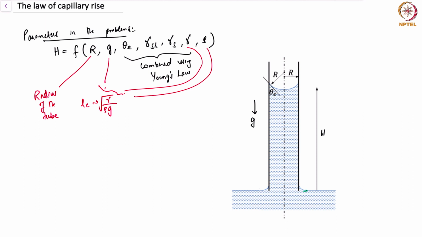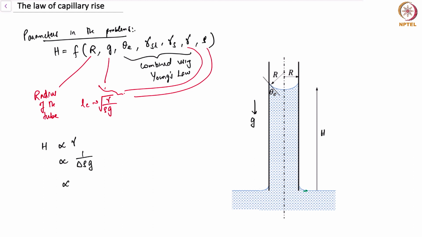So even without doing a detailed analysis, let's apply our intuition to see what the expression for the height will be. We know that the driving force for this problem is surface tension, so we can expect that the height to which the fluid rises will be proportional to surface tension. We also know that gravity is going to oppose this. When fluid rises up, gravity tends to pull it down. Therefore, the height would be inversely proportional to gravity.